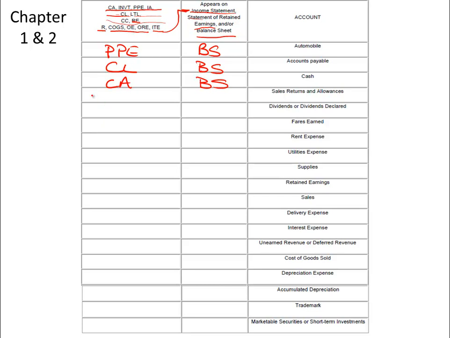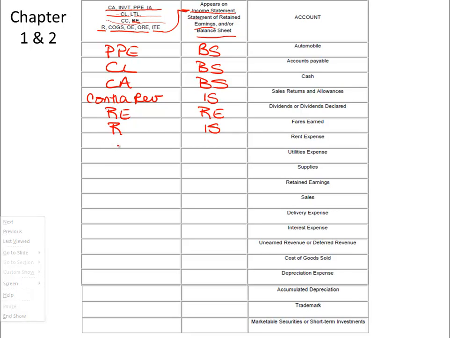Sales, returns, and allowances is a contra revenue account. It's when customers who you've previously made sales to return what they've purchased, and so that's a sales return. And anything that's revenue belongs on the income statement. Dividends, or dividends declared, is a retained earnings account, and it is on the statement of retained earnings, because remember, it reduces current profits to determine the profits that are retained in the business. Fares earned is another revenue account, and so is on the income statement.